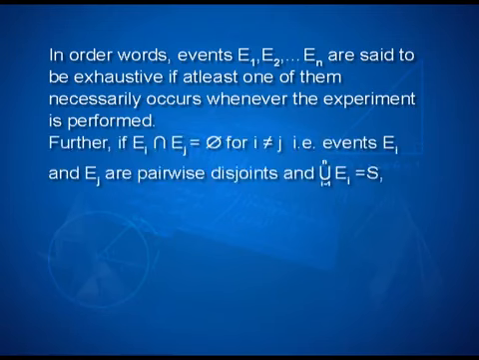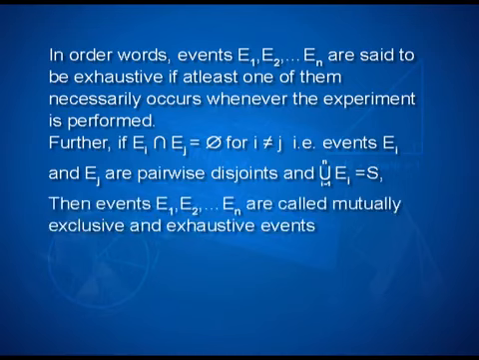Further, if Ei intersection Ej is equal to phi for i not equal to j, that is, events Ei and Ej are pairwise disjoint, and union i ranging from 1 to n Ei is equal to S, then events E1, E2, and so on, En are called mutually exclusive and exhaustive events.